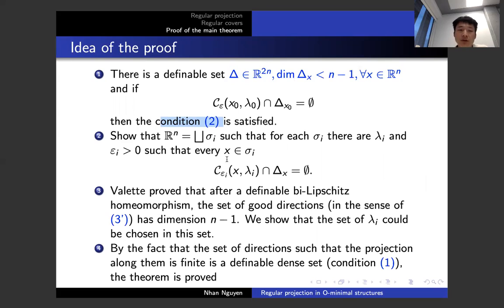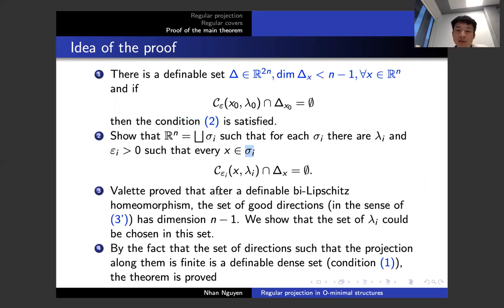And next, we will show that Rn can be partitioned into finitely many definable sets, sigma i. For each sigma i here, we can find lambda i and epsilon i, so that the intersection between the cone centered at x, for every x in sigma i, with radius epsilon i, and the fiber of the Baire set at x is empty. This means condition 2 is satisfied.